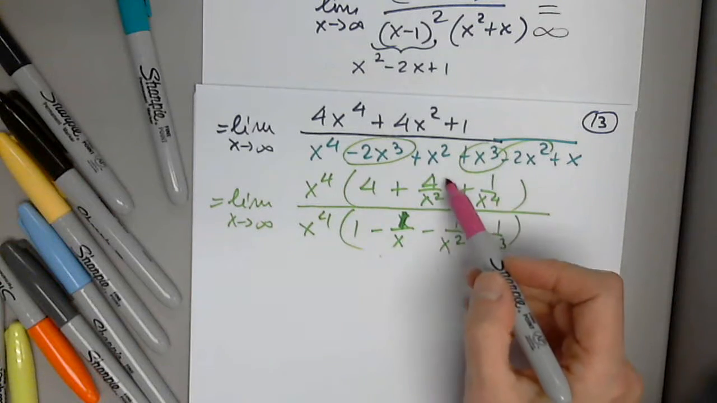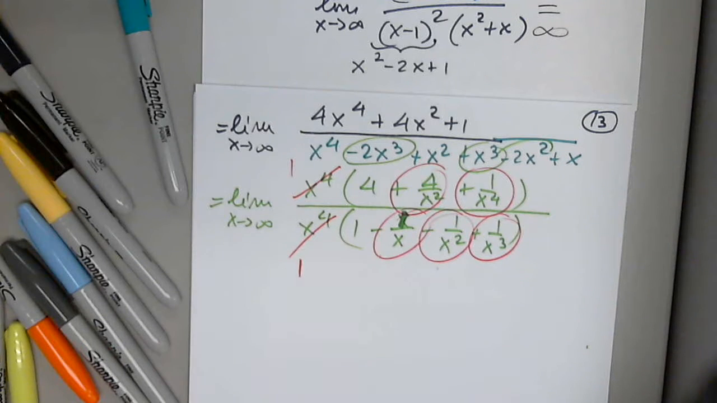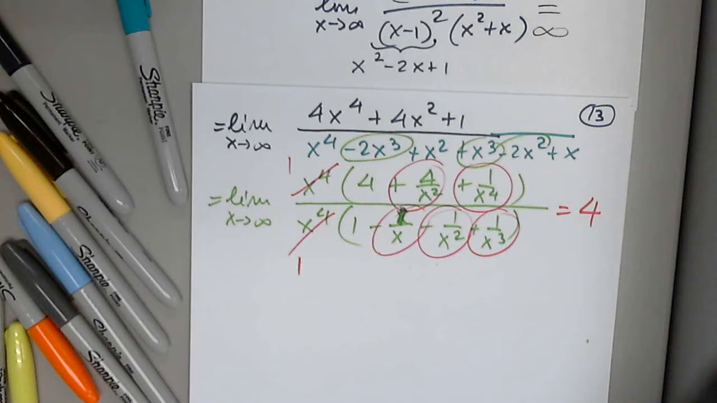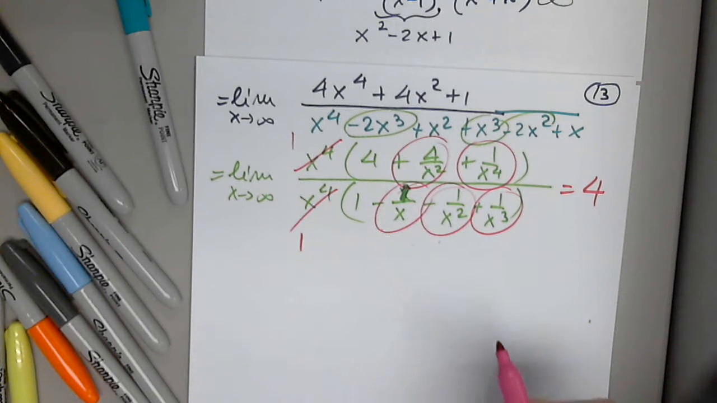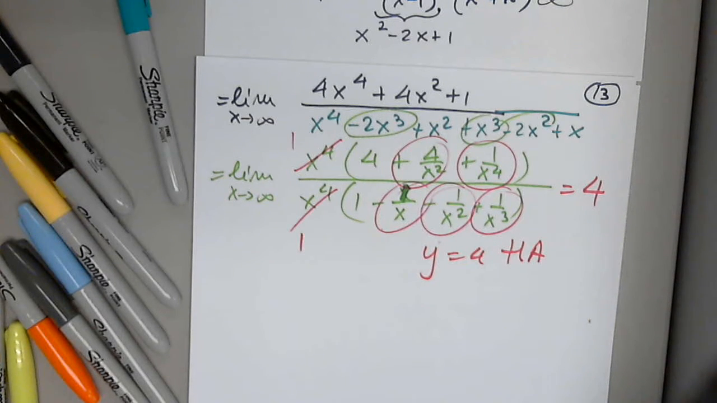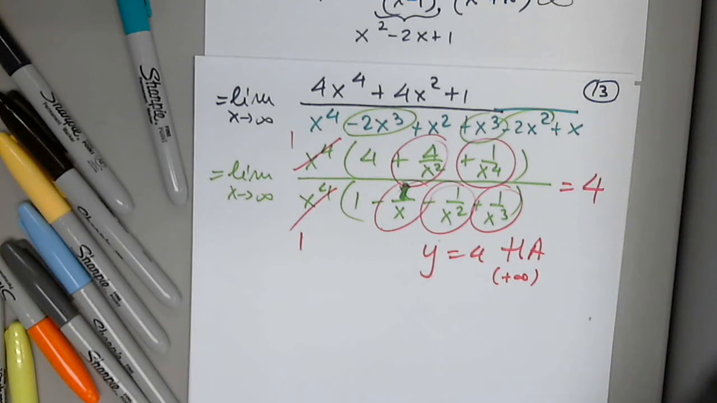What will happen to this, this, this, this, and this? And these go away. And exactly as Chris said, the ratio of the leading coefficients. And what is the answer? The answer is 4, which means y equals 4, horizontal asymptote. It's a rational function. It will be on both sides. But if you want to be safe, you can write at infinity. But it's a rational function. It will definitely be at both sides.